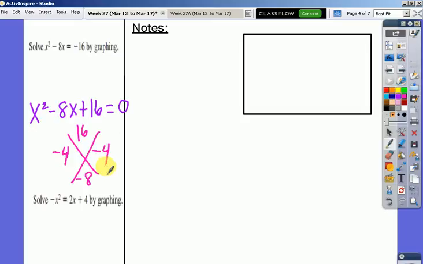Okay. So we essentially have x minus 4 squared equals 0. Well, I'm going to get the same root. So if I do that, I just get x equals 4. And that's a repeated root.